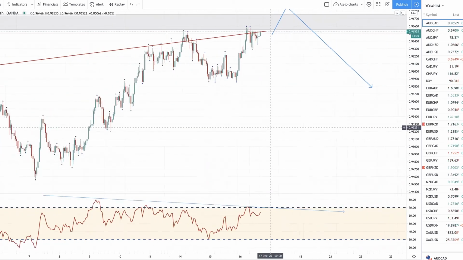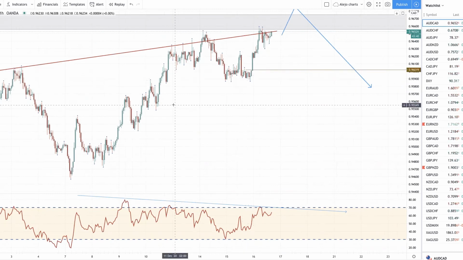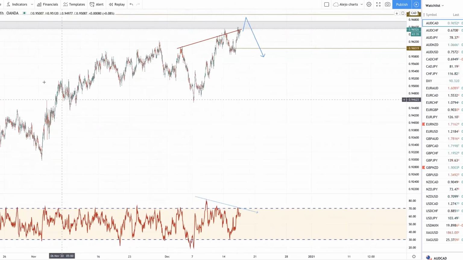There's some nice open targets to the downside. So I would consider this area a great target. Of course, we're on the 1 hour here. And last but not least, what's going on in the Fibonacci world?